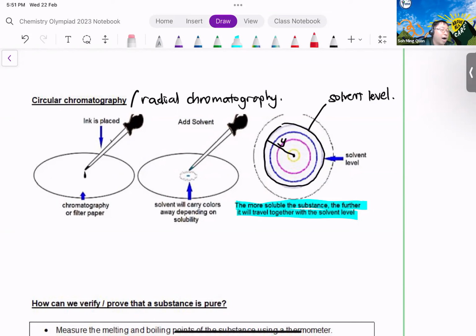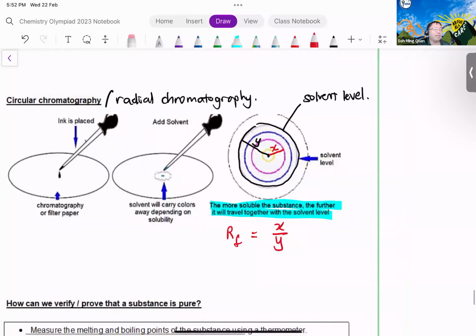Then how do I calculate the RF value of the purple color dye? Measure the radius. So the RF value is still x over y. Okay, so that's how you calculate the RF value using radial chromatography.